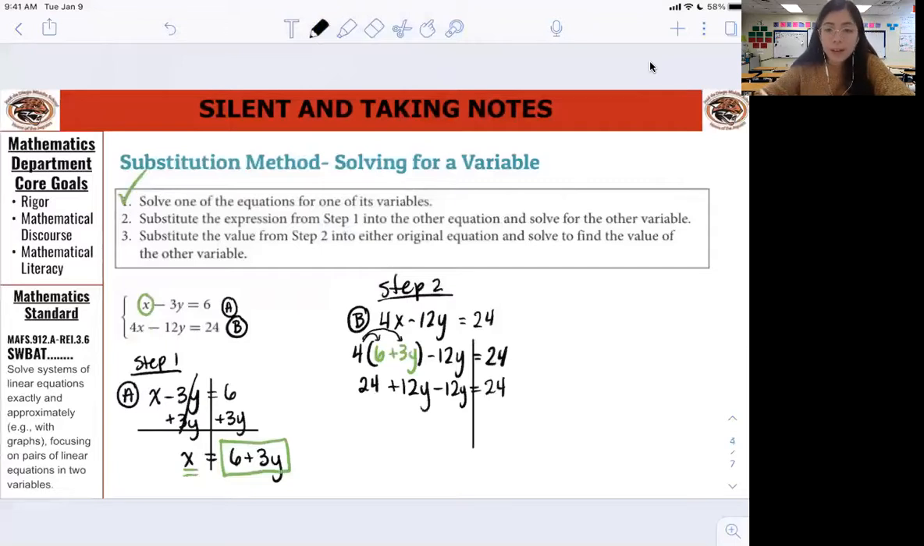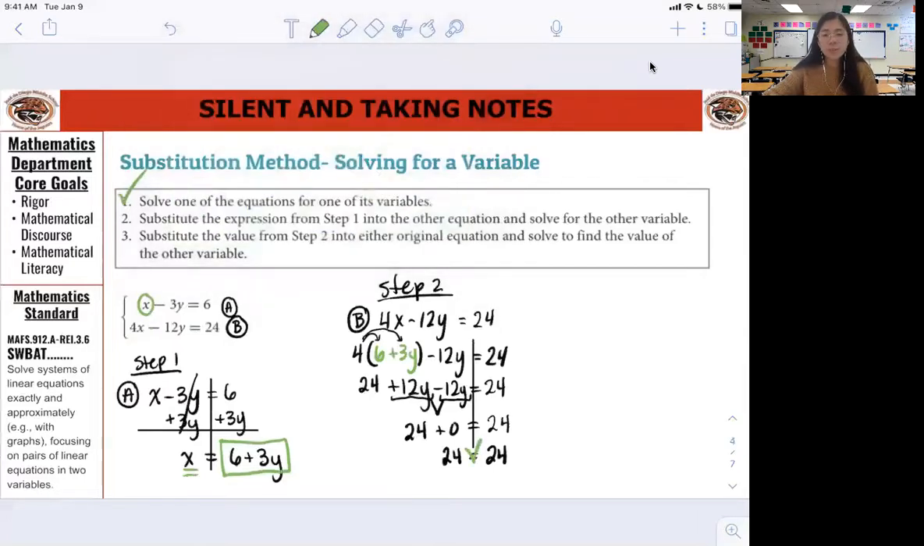And now I need to combine like terms. I have positive y and I have negative y, 12y. Positive 12y and negative 12y. 12 minus 12 is 0. So I end up with 24 plus 0 equals 24. 24 plus 0 is just 24. So here's my final answer. 24 equals 24. Does 24 equal 24? Yeah, for sure. 24 definitely equals 24. So this is a true statement.